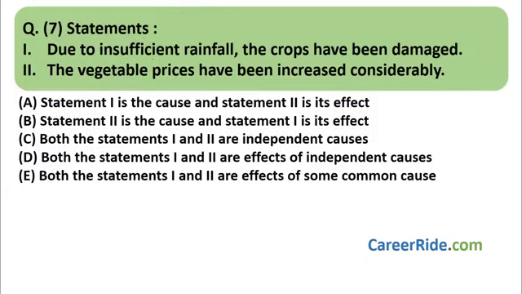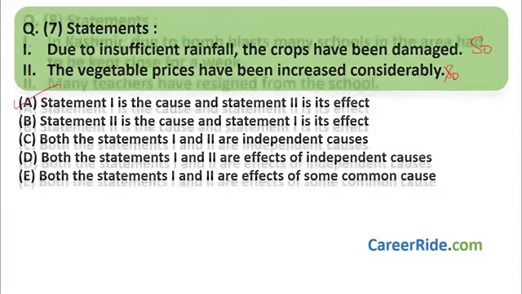Moving on to question number 7. Statements: due to insufficient rainfall, the crops have been damaged, so the vegetable prices have been increased considerably. Now this makes sense. Let's try the other way around. The vegetable prices have been increased considerably, so due to insufficient rainfall, crops have been damaged. This does not make sense. Only the first makes sense. So answer is A.